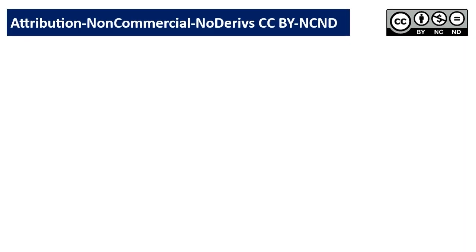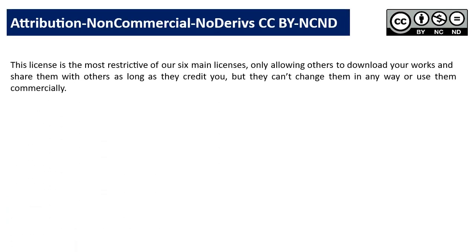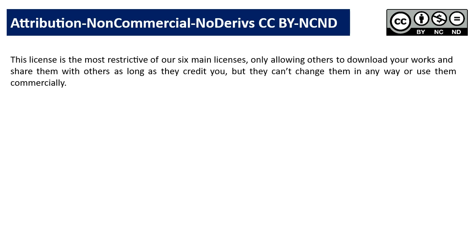Let's look at the next licensing attribution, that is CC BY NC ND, that is non-commercial, non-derivative. Unlike CC BY, which is the most accommodative of all licenses, this license comes across as the most restrictive of the 6 main licenses.